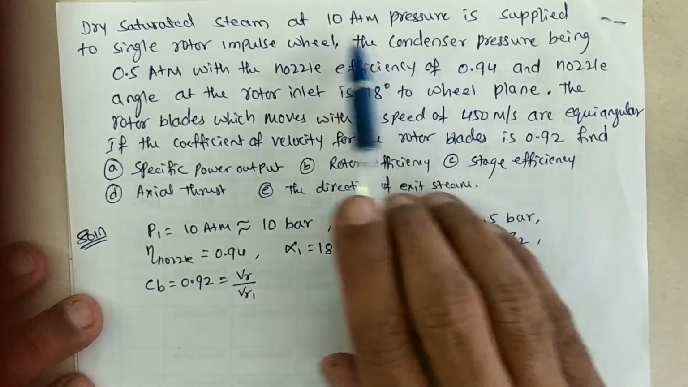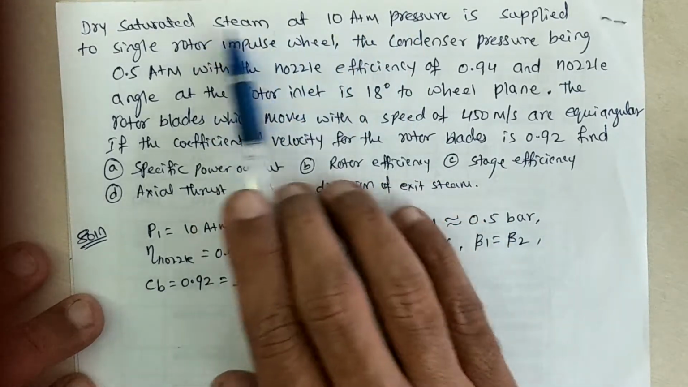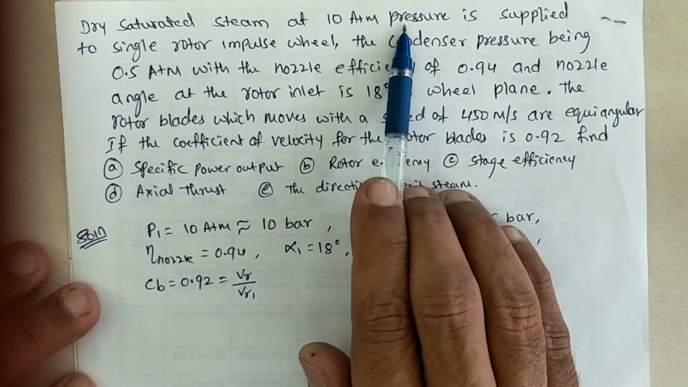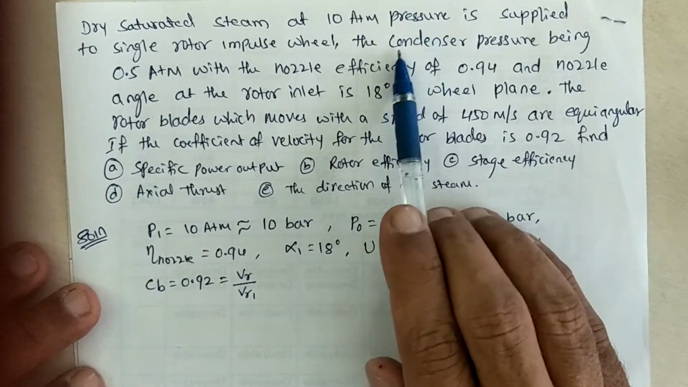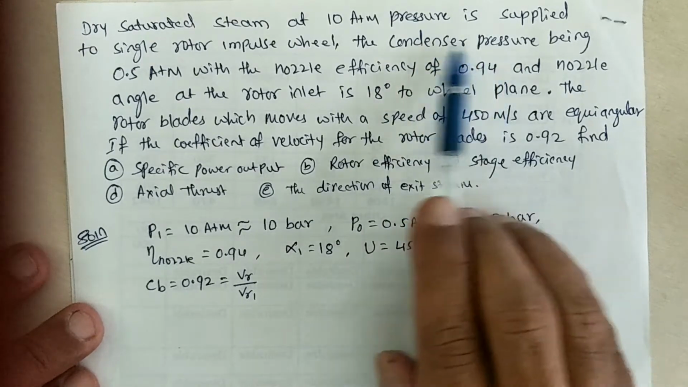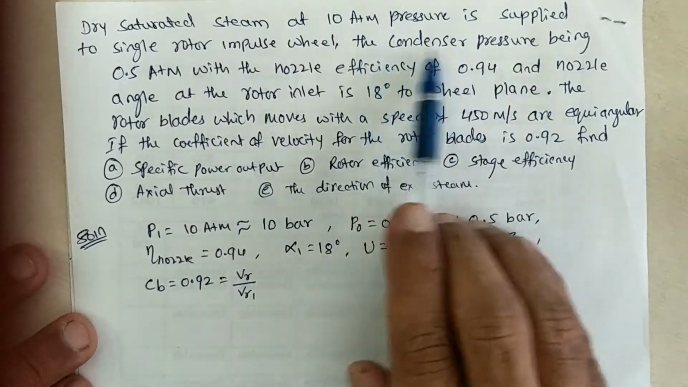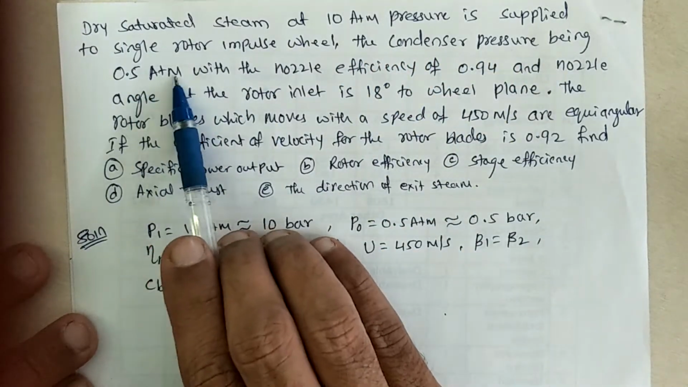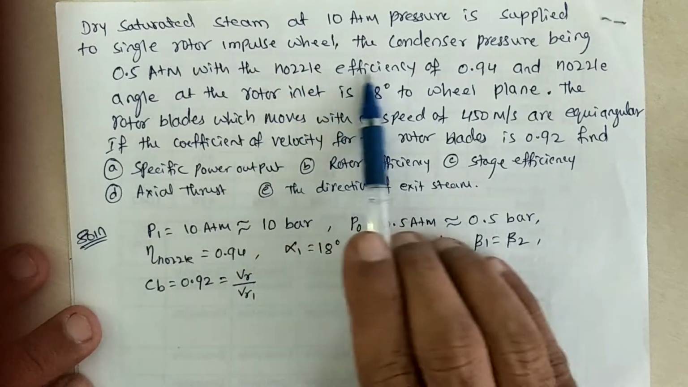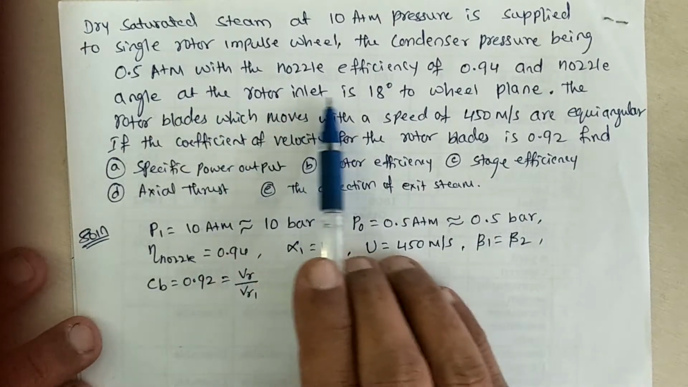Initially, dry saturated steam of 10 atmospheric pressure enters the turbine, right? After doing the work, the steam comes into the condenser. In the condenser the temperature and the pressure of the steam reduce, right? So here the value of the condenser pressure is given, 0.5 atmosphere. Nozzle efficiency is also given, nozzle efficiency is 0.94, and the nozzle angle at rotor inlet is 18 degree.